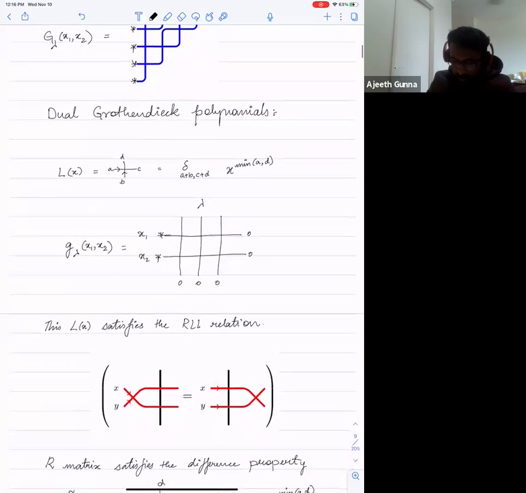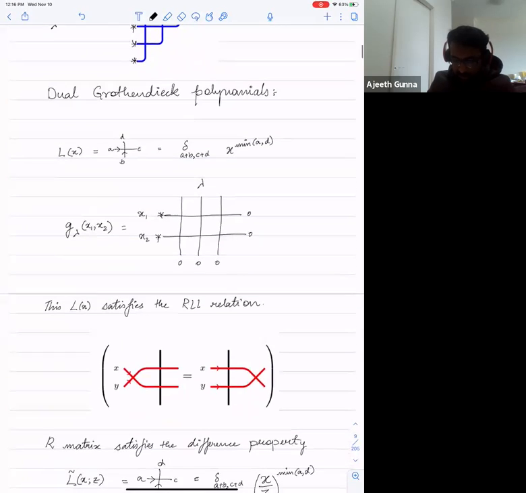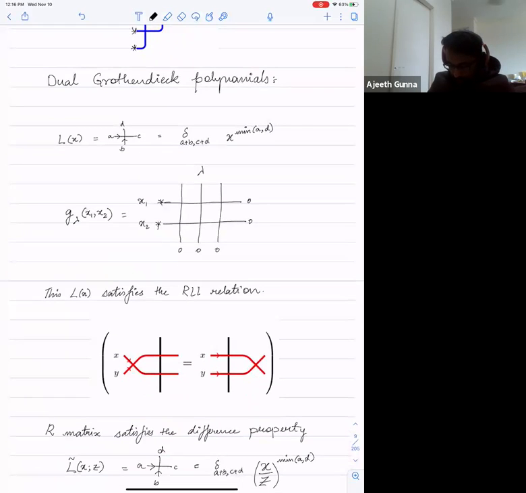I don't know if this L matrix satisfies the Yang-Baxter equation, but we don't need it. What I know is that this L matrix satisfies the RLL relations with the R matrix that I showed, which means you can move it across.